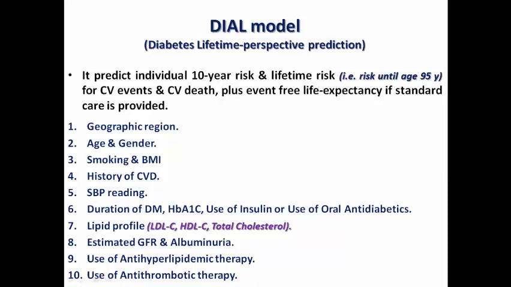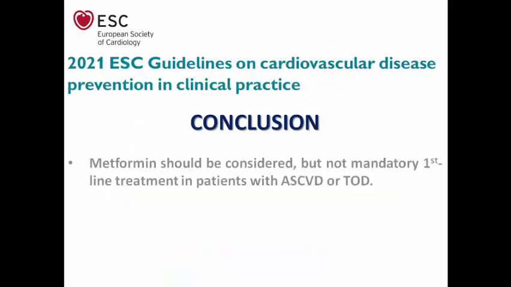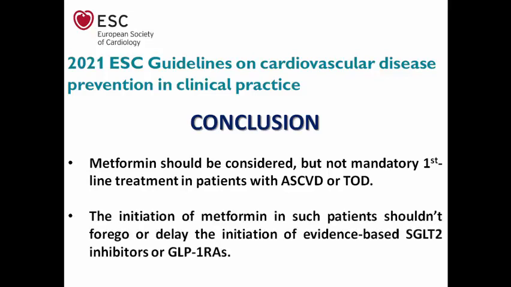So we can use this risk score to estimate the patient's risk profile in order to decide whether to choose metformin or choose SGLT2 inhibitors or GLP-1 agonists. So the conclusion of 2021 regarding the pharmacotherapy is that metformin should be considered but not mandatory first line in patients with cardiovascular disease or target organ damage, and the initiation of metformin in such patients should not delay the initiation of evidence-based SGLT2 inhibitors or GLP-1 agonists.